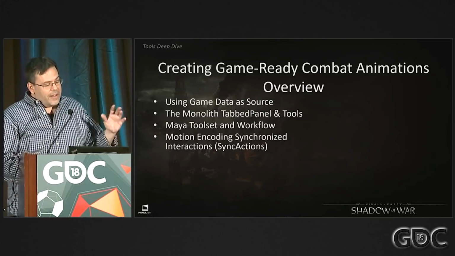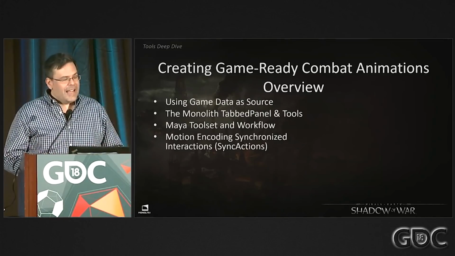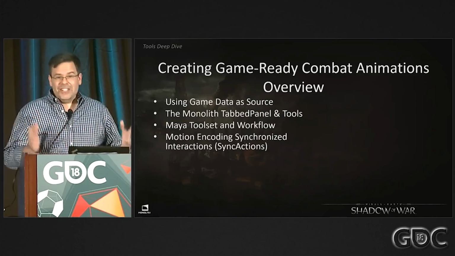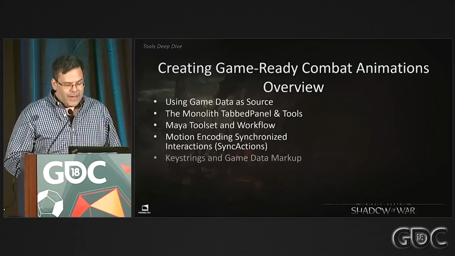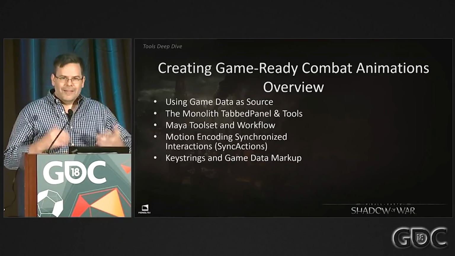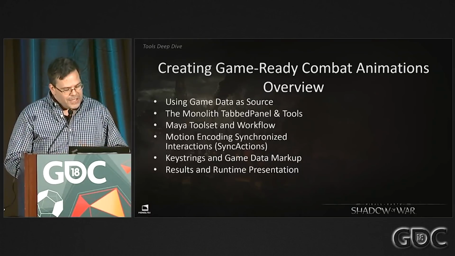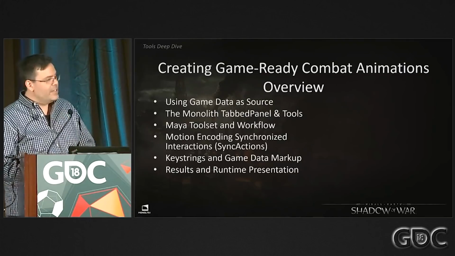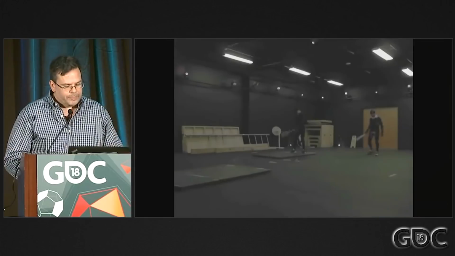The motion encoding process for synchronized actions, or sync actions, just the nuts and bolts, digesting this data for the engine, getting it ready to go, key strings and game data markup, the point at which the confluence of all the different departments' work joins with the animation data and makes something better than the sum of its parts. And finally, we'll look at the results and a runtime presentation of this sample sync action.